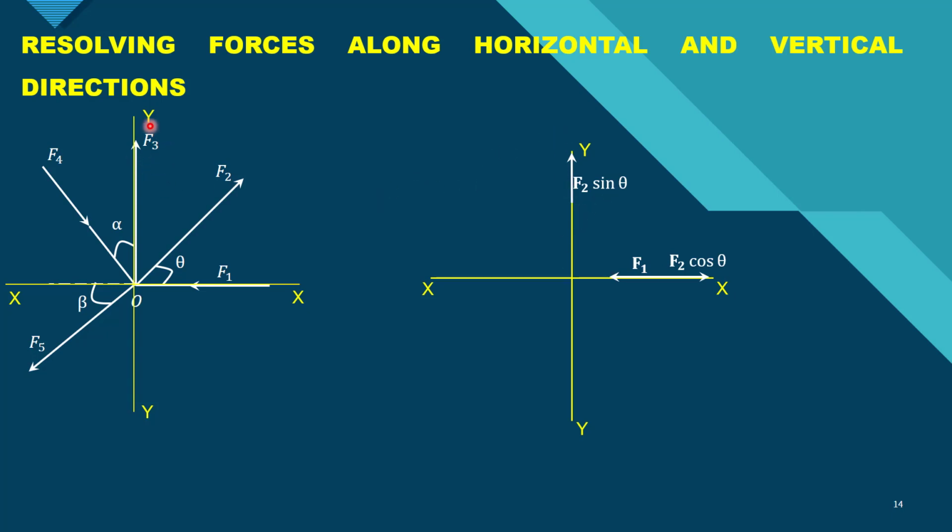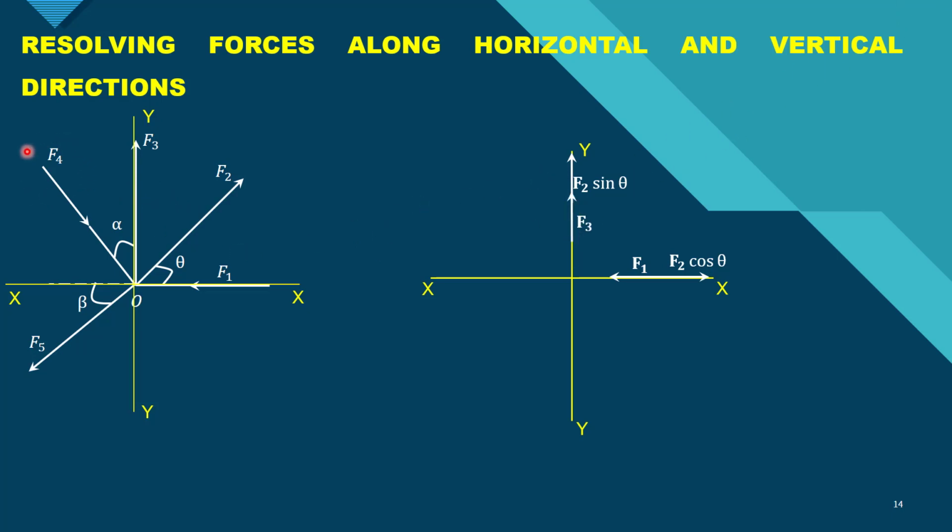Now let us take the third one. Here you can see that force F3 is acting in the upward direction. That is a vertical force. So there will not be any horizontal component. If the force is a vertical force, then the horizontal component of that force will be 0. Earlier I told that if the force is a horizontal one, there will not be any vertical component. Similarly, if the force is a vertical one, there will not be any horizontal component. So here you can mark the force F3 directly, acting in the upward direction.